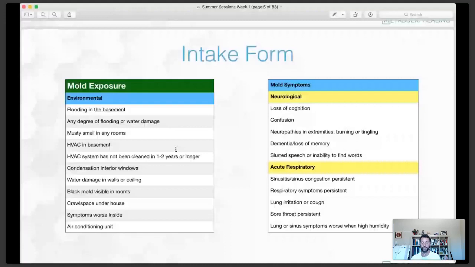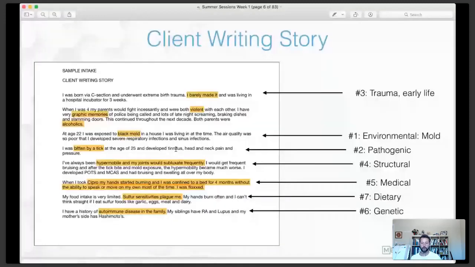So this is just an example of how you can pull, and most of you probably already are doing some kind of intake with the client. So you can integrate these 7 mechanisms with the form we sent you. This is the second method that I was talking about, the client writing their own story. This is just an example. So here's the 7 mechanisms that you see on the right.